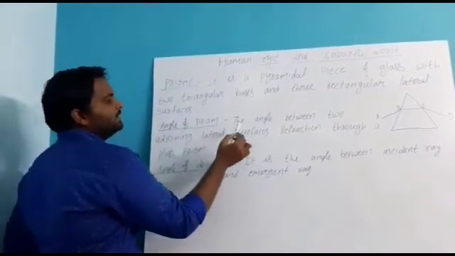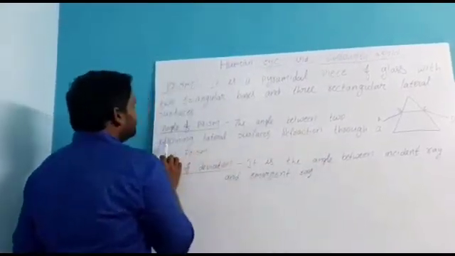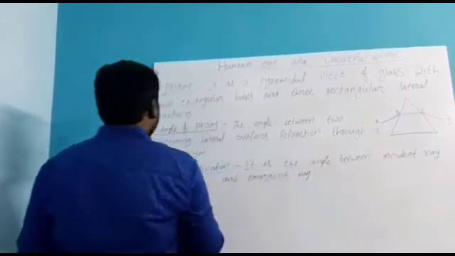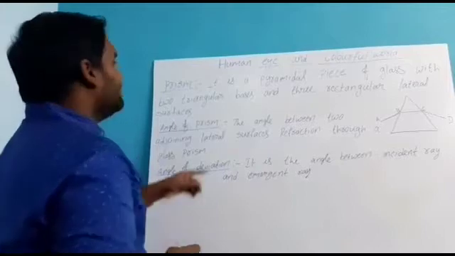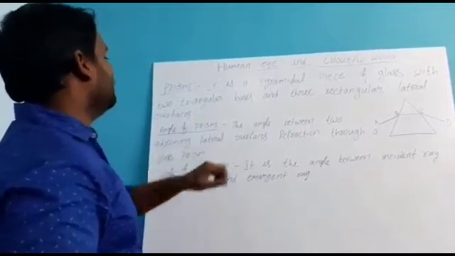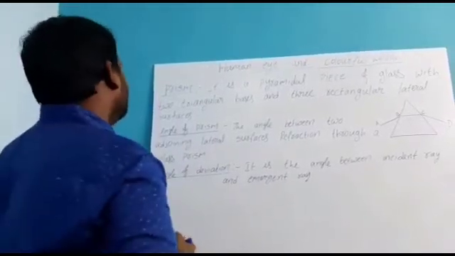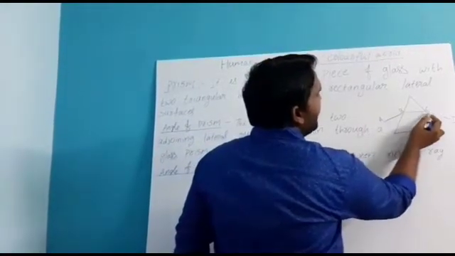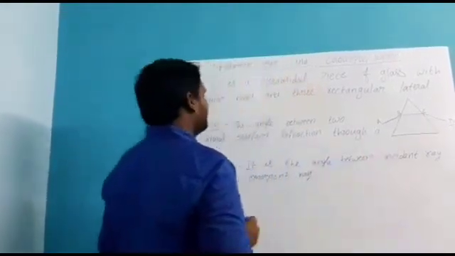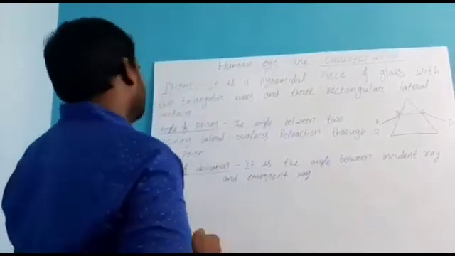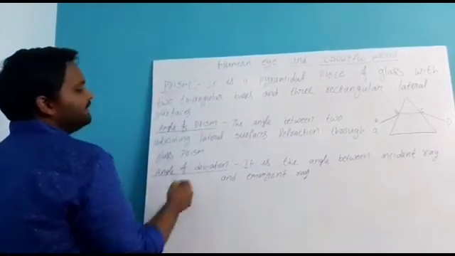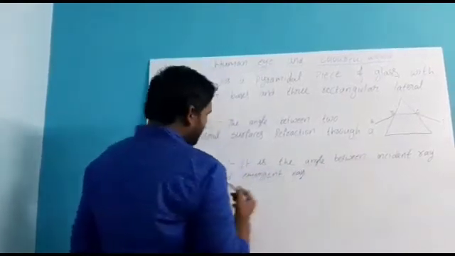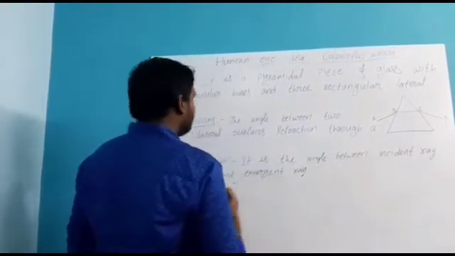Angle of prism: the angle between two adjoining lateral surfaces through which refraction occurs in a glass prism. So here we can consider this one angle and this another angle. That is called the angle of prism. And angle of deviation: it is the angle between the incident ray and the emergent ray.